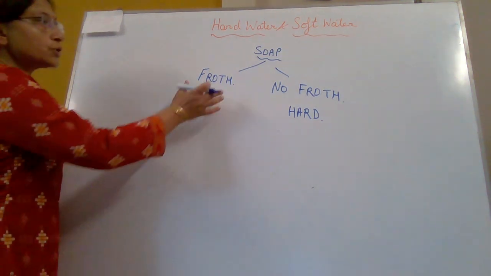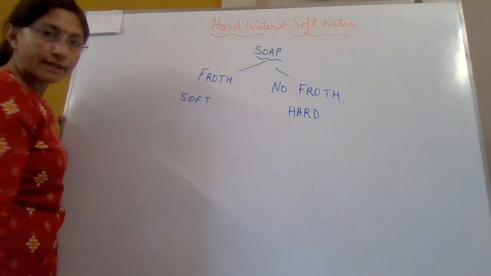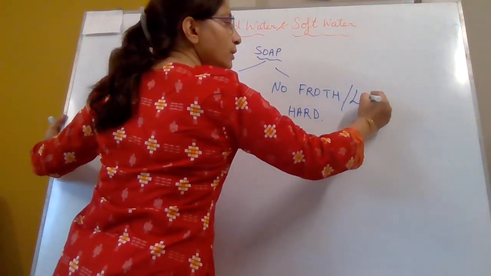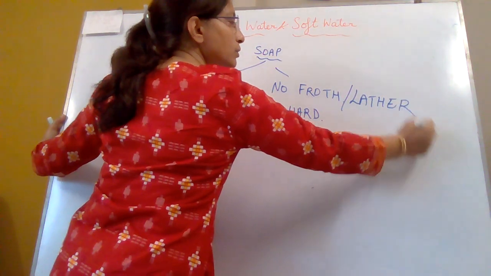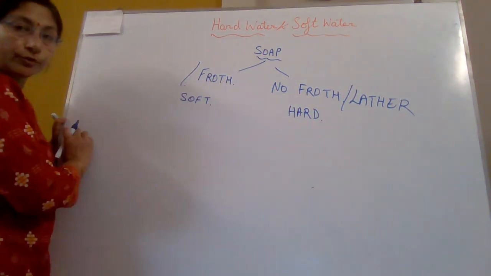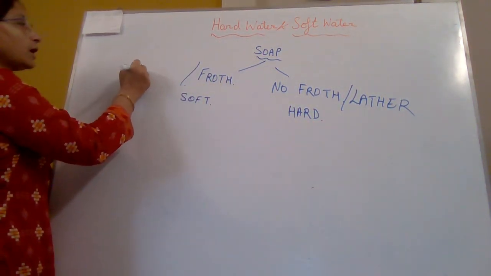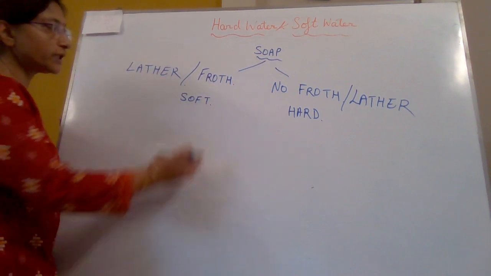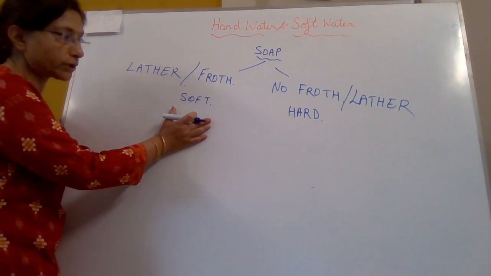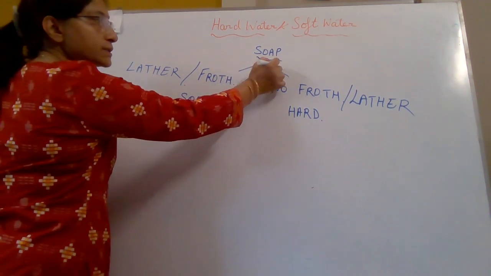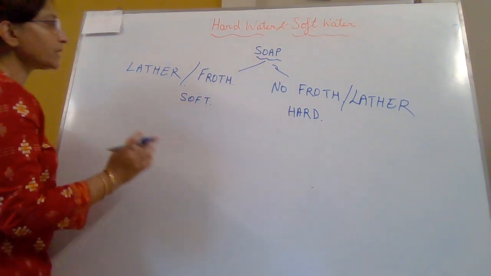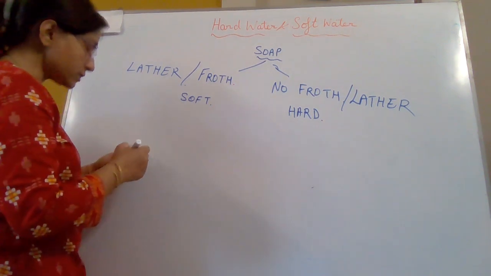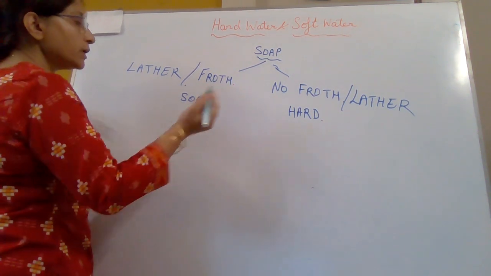Okay, so hard water is defined as the one that does not produce froth or lather with the soap, and if the water is producing lather or froth with the soap, then we call it soft water. Now, what is it that makes water hard or soft? That is the presence of certain salts in it. Which salts make water hard or soft?